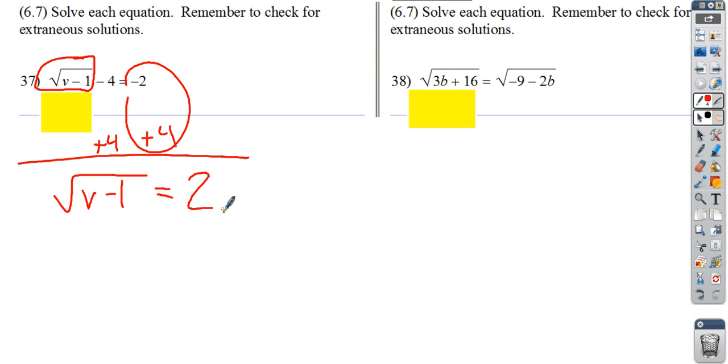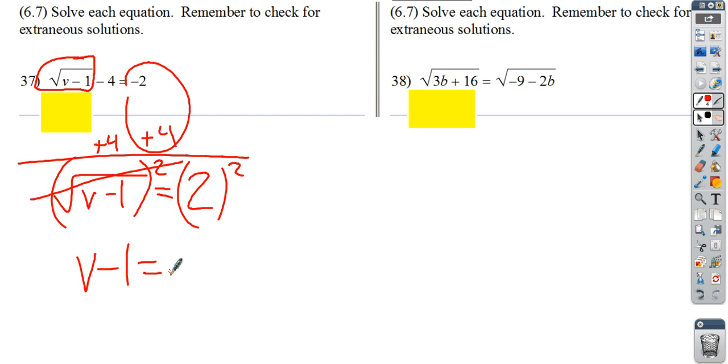So the opposite of taking the square root is squaring. And whatever I do to one side, I need to do to the other. So squaring and square rooting cancel each other out. We're left with this, and 2 squared is 4. So we solve by adding 1. Okay, now this is the important thing.